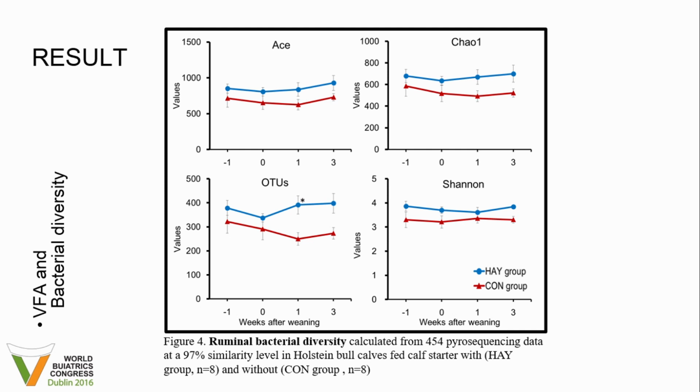This line graph represents ruminal bacterial diversity. In the diversity analysis, diversity indices decreased at -1 week after weaning. However, ACE, Chao1, and OTU indices rebounded at 0 week in the hay group and 1 week in the corn group after weaning. Furthermore, the observed OTU was significantly higher in the hay group at 1 week after weaning.